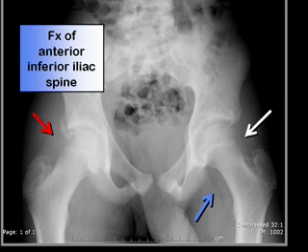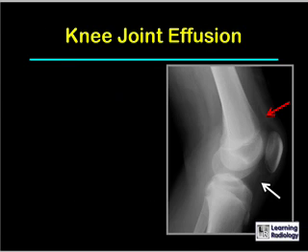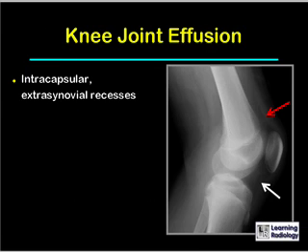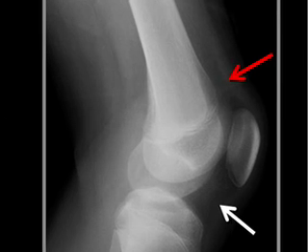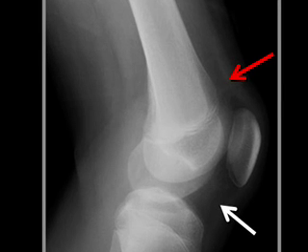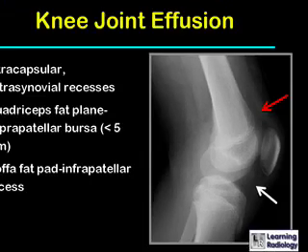Knee joint effusions are also intracapsular but extrasynovial. They occur primarily in the quadriceps recess, the quadriceps fat plane, in which we can see the suprapatellar bursa when it becomes distended. Usually the suprapatellar bursa is less than 5 millimeters in size. We can also see fluid around the knee in the fat that is normally in the infrapatellar space, which is called the Hoffa fat pad.